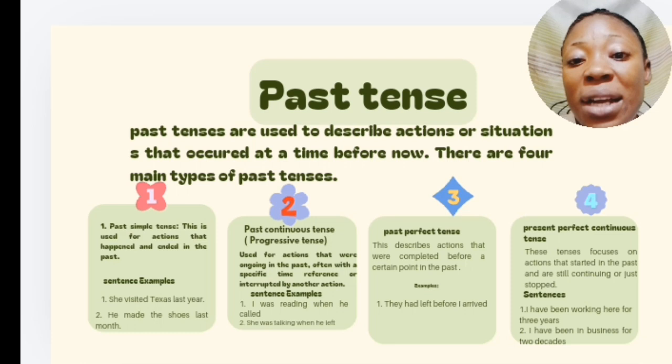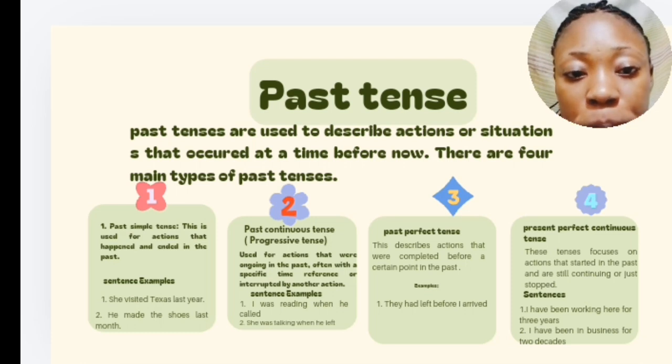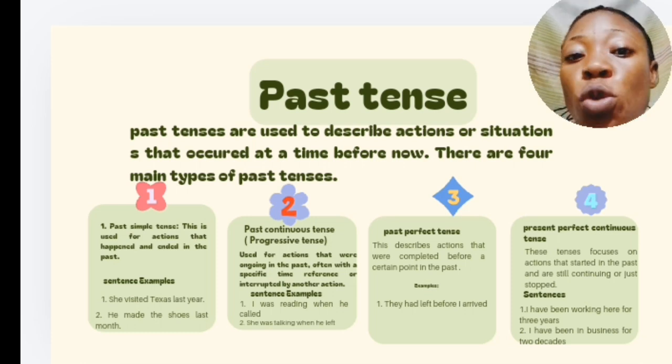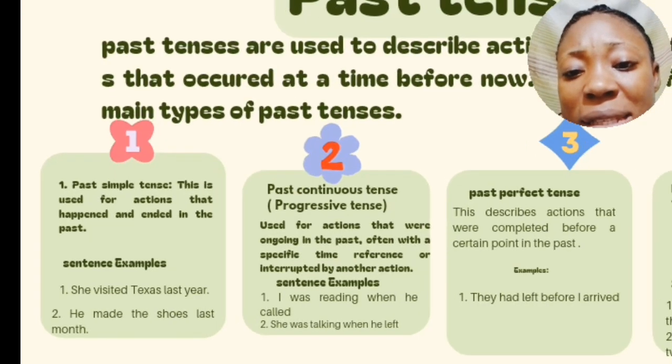Now there are four main types of past tenses. Four. Remember we said we were going to be talking about 12 types of tenses, right? So we've talked about the four types of present tense, and now we'll be talking about the four types of past tenses. All right, let's delve into it.